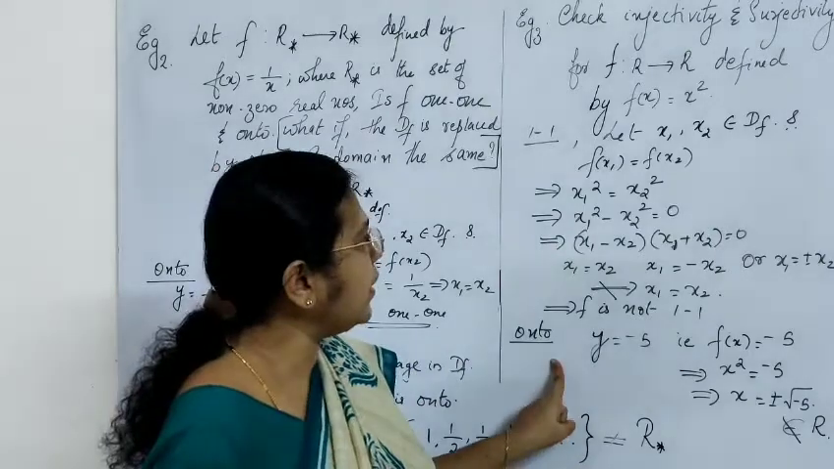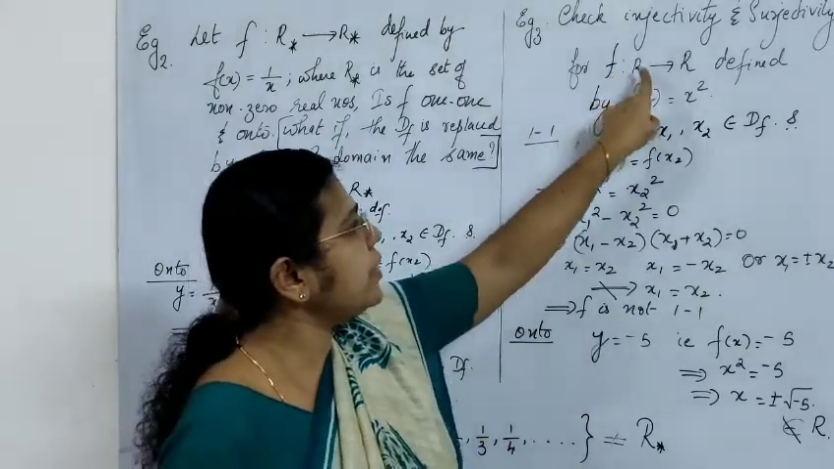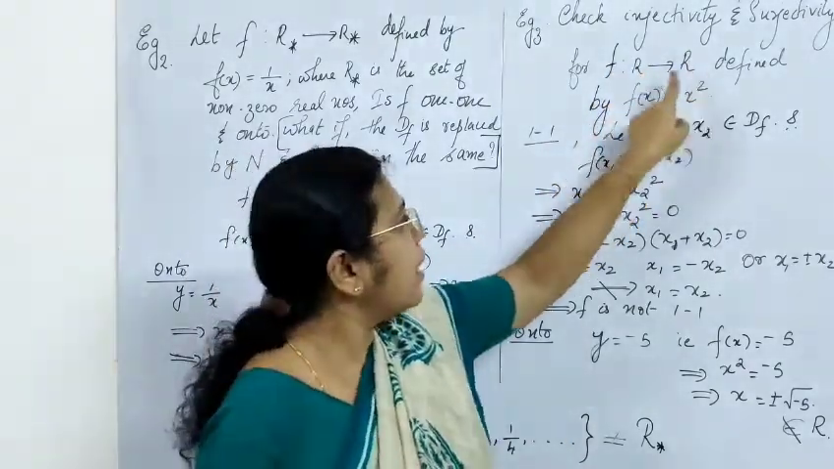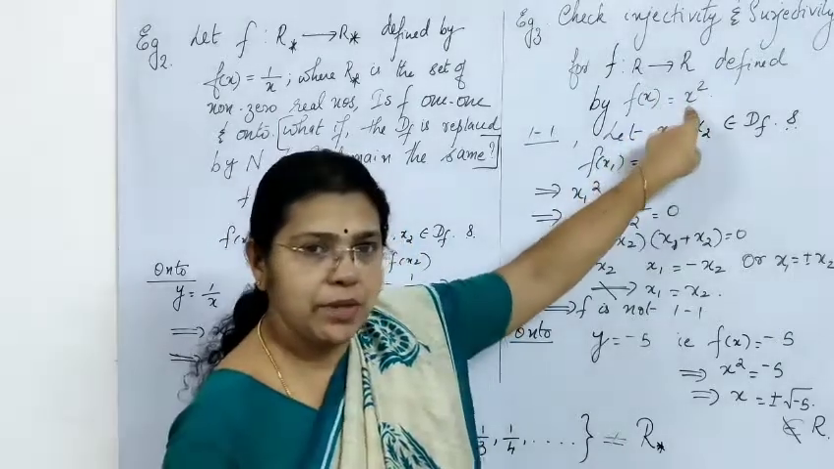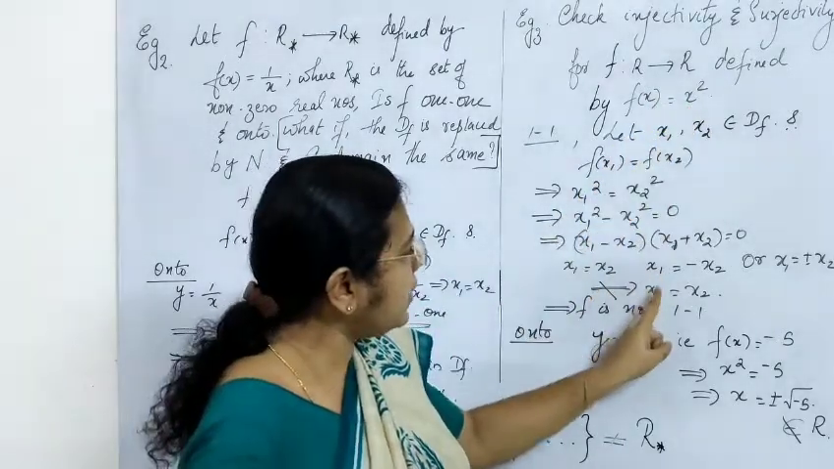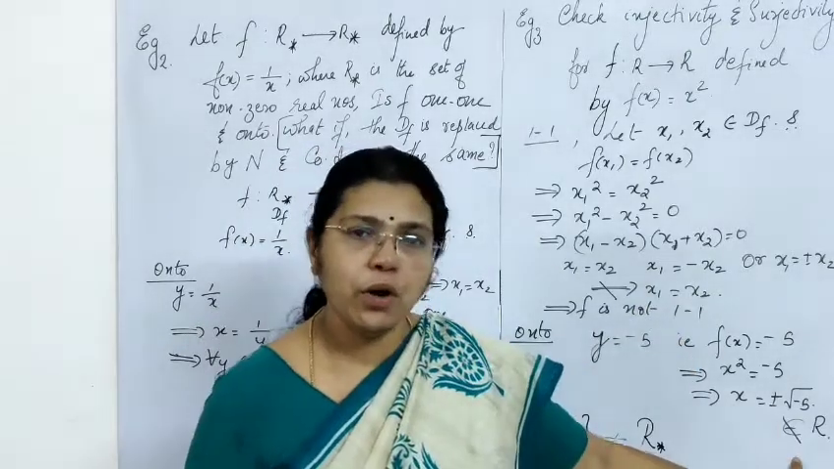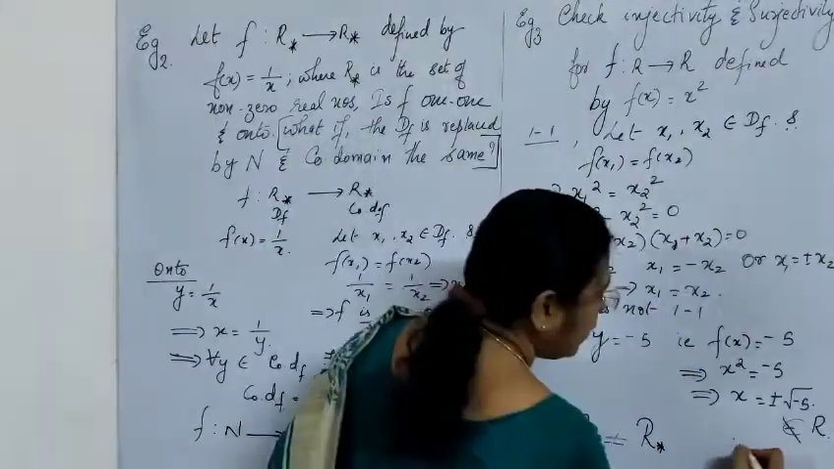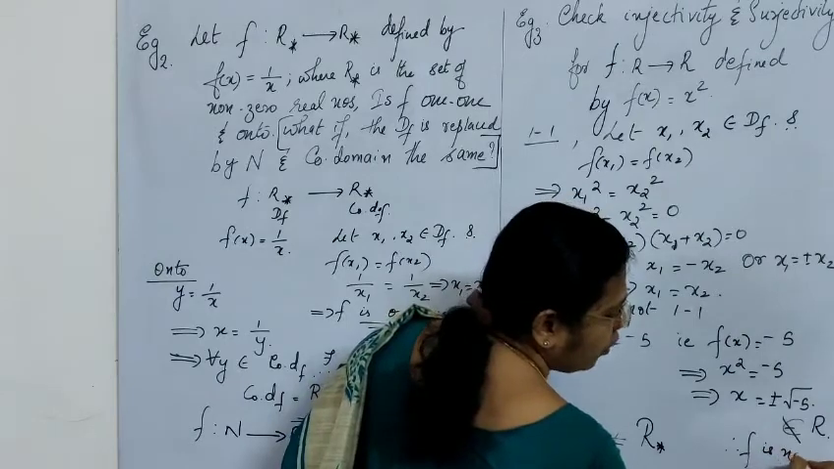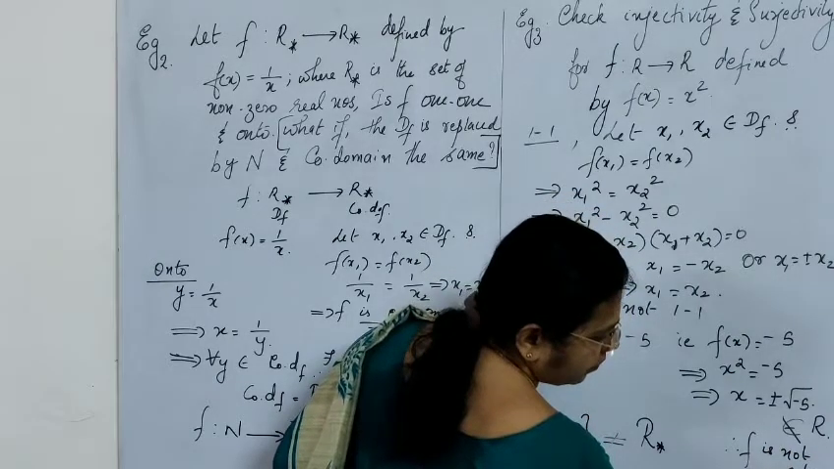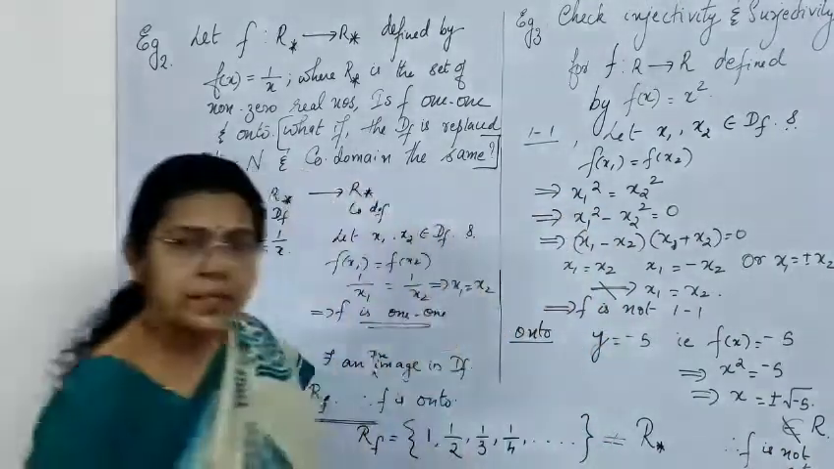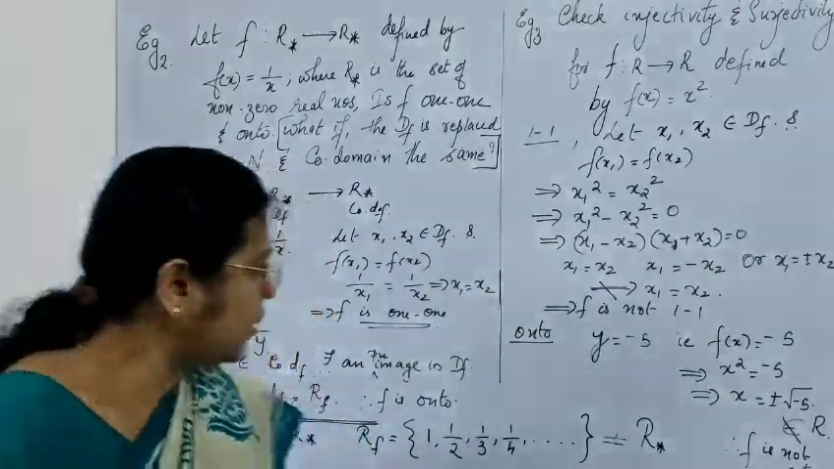So here we see that when the function is defined from set R to set R as f of x equal to x square, it clearly states that the function is neither 1-1 nor onto. I can conclude, therefore, f is not onto. I hope this is clear. Just go through this, children.